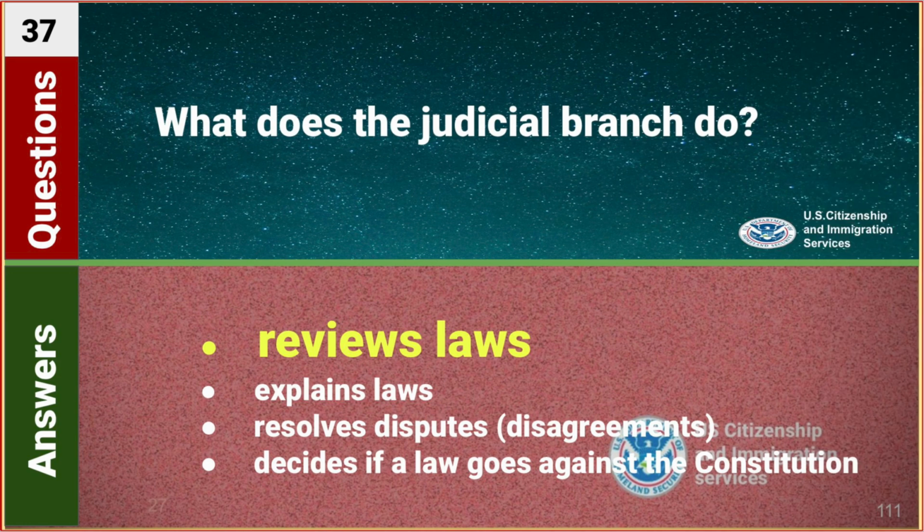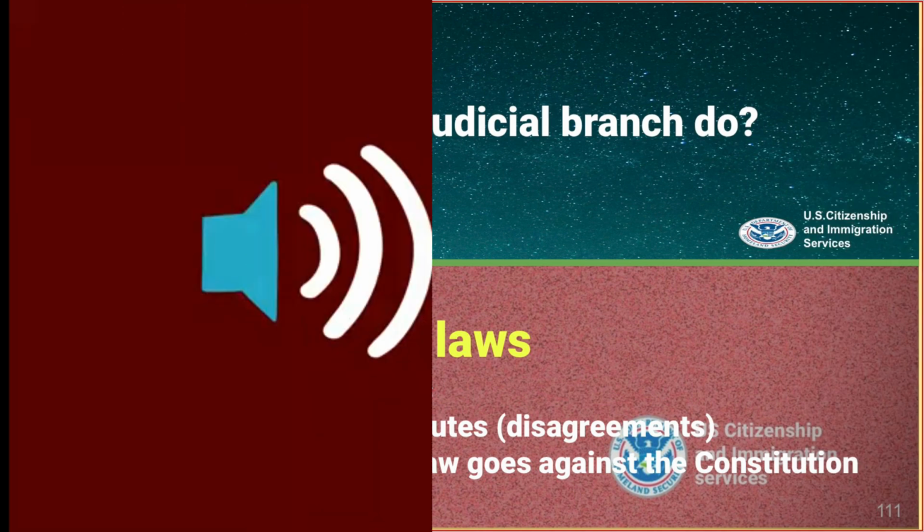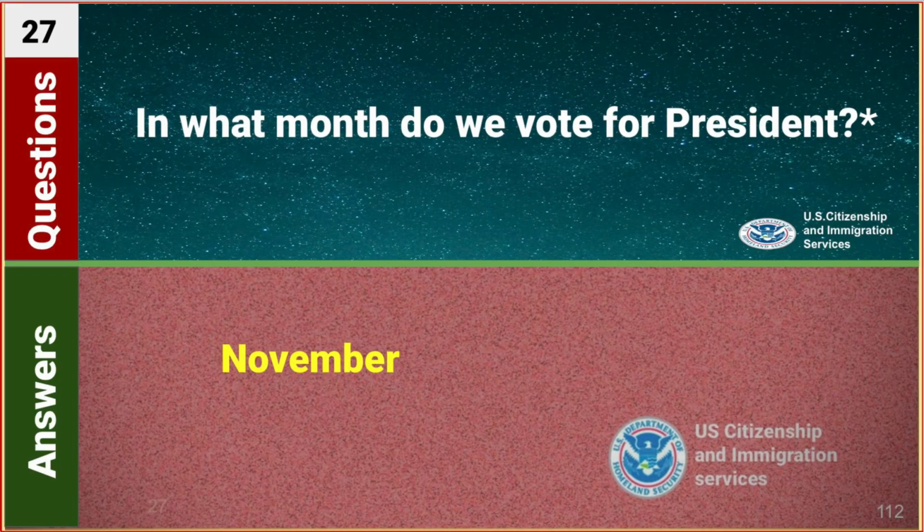What does the judicial branch do? Reviews laws. In what month do we vote for president? November.